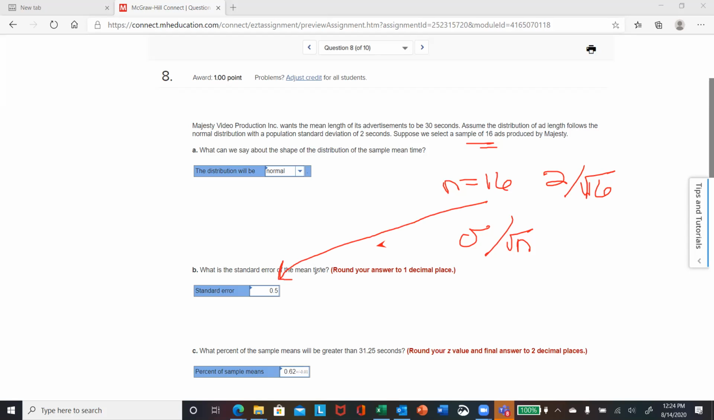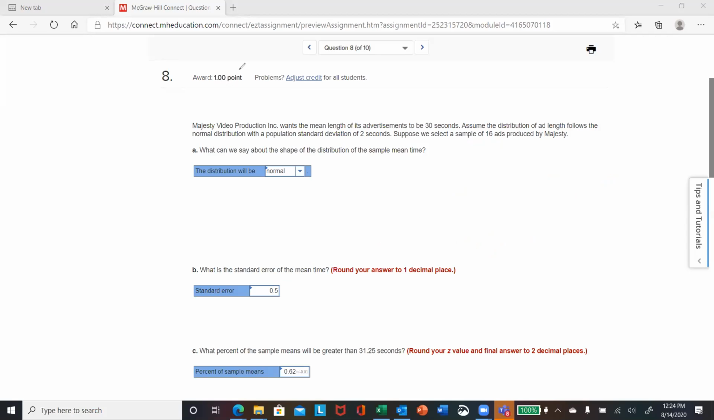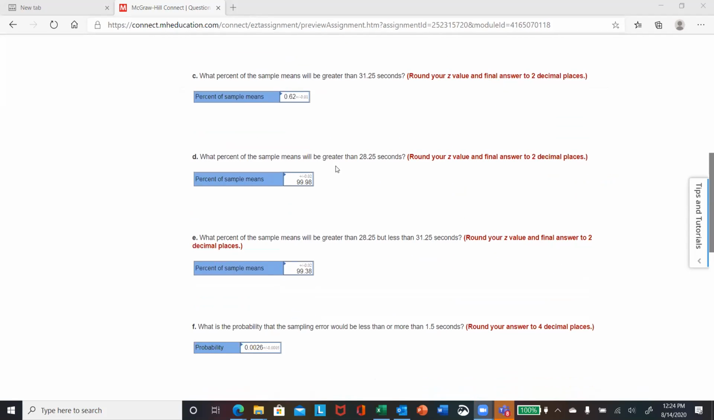And then once you get that number, you're just going to plug that into your denominator for your z-value formula. So for C through F, essentially, at this point, you're just repeating them. For C through F, just remember Z is equal to X bar minus mu, and then you're going to be dividing that by 0.5. And all of these I've already illustrated in the previous ones.